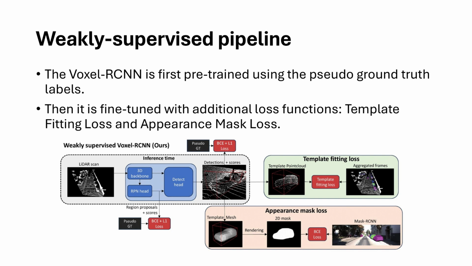Now, let's move on to the entire pipeline. First, focus on the grey rectangle on the left, which represents the unmodified voxel CNN 3D detector. The input is a LiDAR point cloud, processed by the two-stage detector to output 3D bounding boxes. In this pipeline, the loss is calculated between the predictions and pseudo-ground truth, whereas in the original version, human-labeled ground truth is used. We'll explain how to generate the pseudo-ground truth later. Initially, only the grey portion is used for pretraining, as it's significantly faster. After pretraining, we employ the template fitting loss and appearance mask loss during fine-tuning.